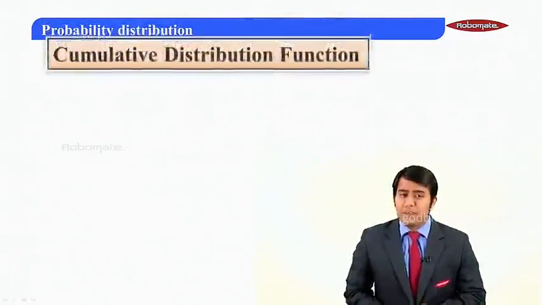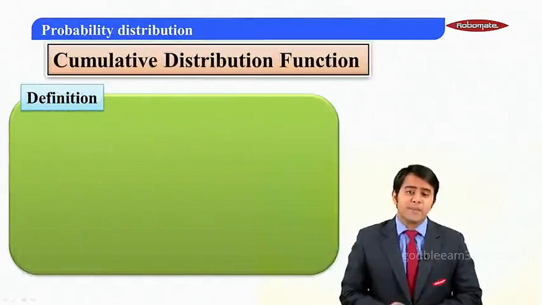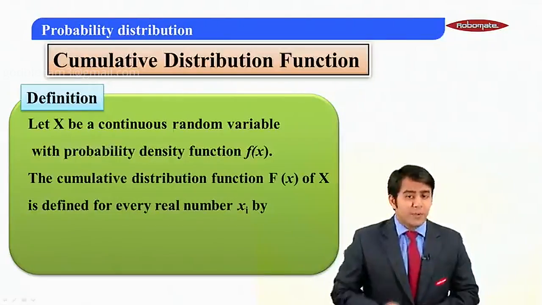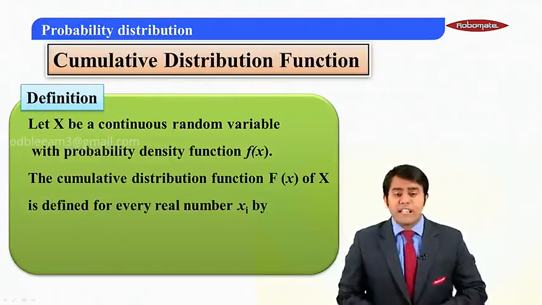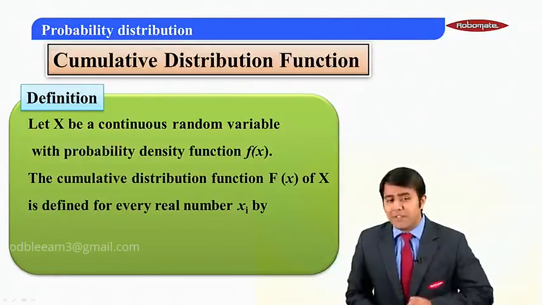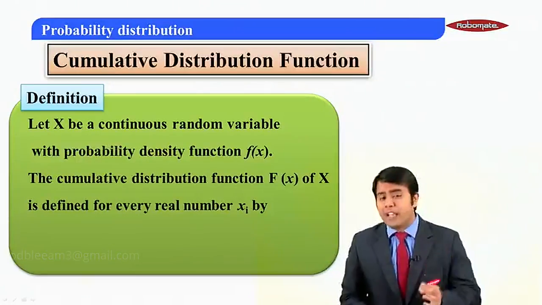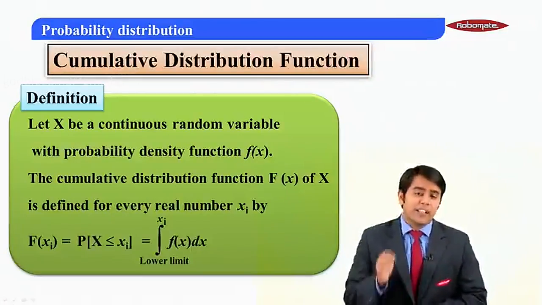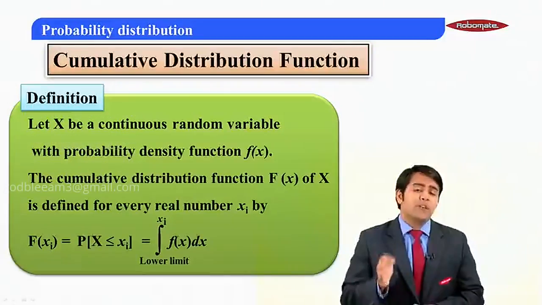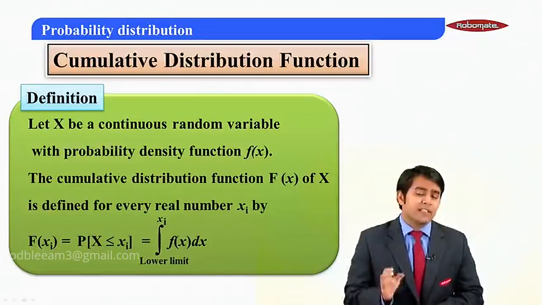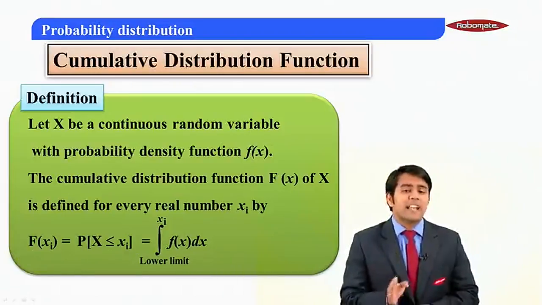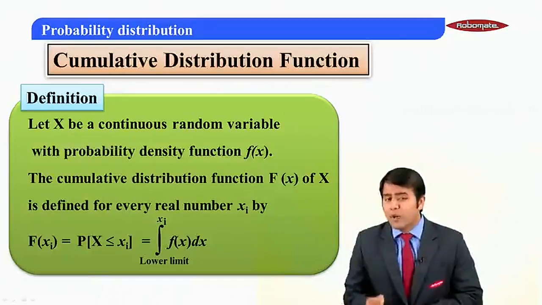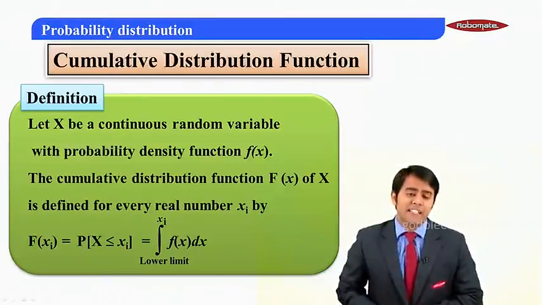Now moving further here, cumulative distribution function. Definition goes as follows. Let x be a continuous random variable with probability density function f of x. The cumulative distribution function capital F of x is defined for every real number xi by the given relation. F of xi is equal to p of x less than or equal to xi. That is, all the probabilities which are less than or equal to xi, and it is simply equal to integral from lower limit to xi f of x dx.